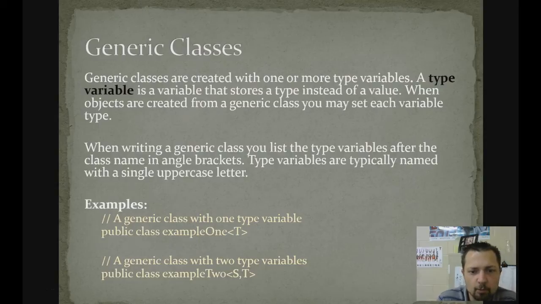Example, a generic class with one type variable. public class Example1<T>. This creates a generic class with one type variable. And an array list is a generic class with one type variable. Further down, we have a generic class with two type variables. public class Example2<S, T>. So we're creating a class that has two types that would have to be set.